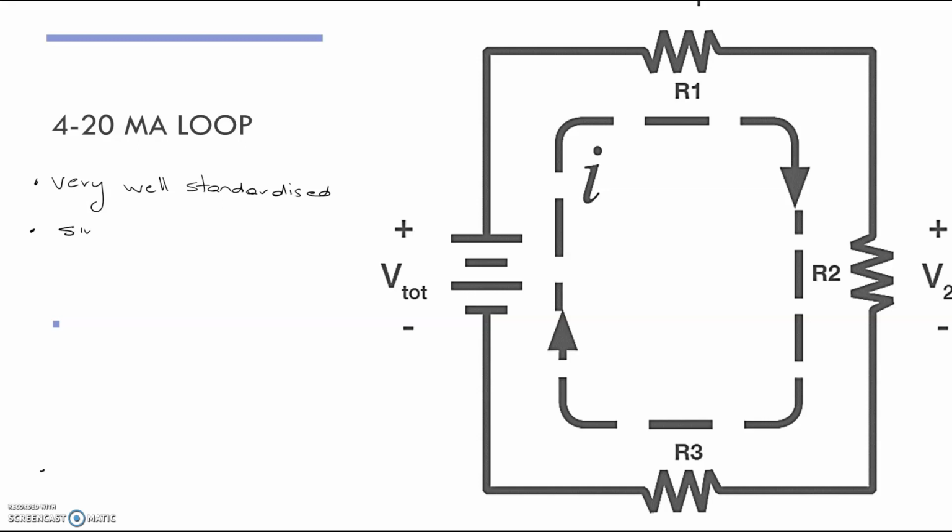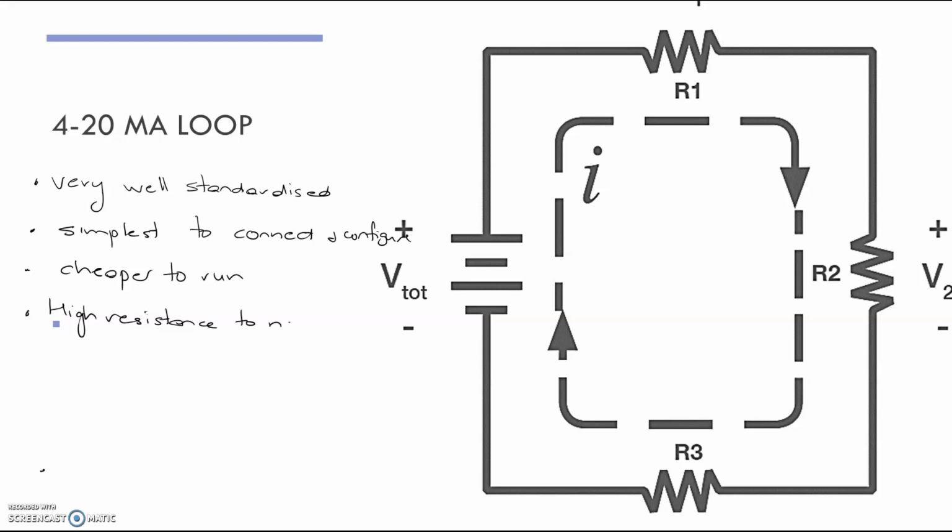It's the simplest to configure and connect. It's cheaper to run than any other solution because it's got fewer wires and connections than other signal systems. It's got high resistance to noise and electrical disturbances.